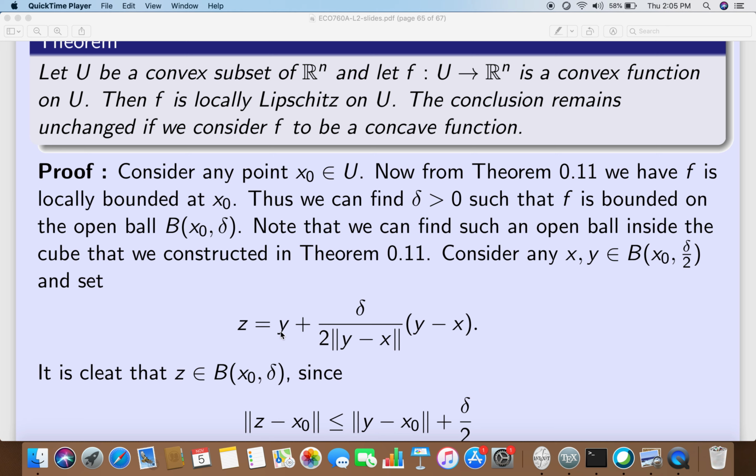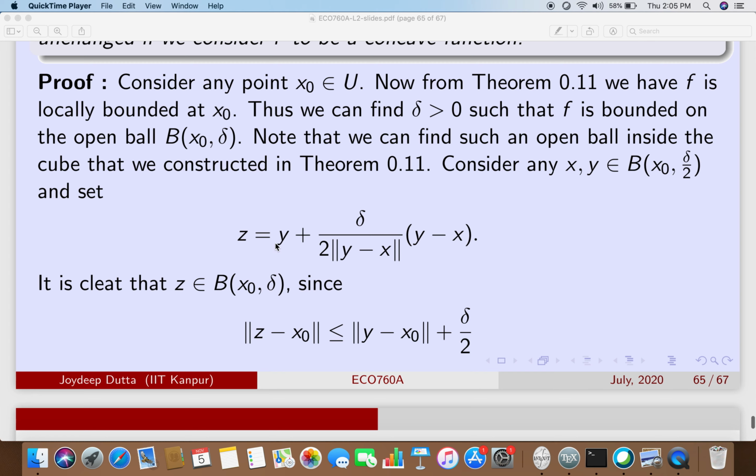So define a z in this fashion, where delta comes from this delta, and y and x are given within this. If you take the norm of z minus x0, you subtract x0 from both sides, you will have y minus x0 here. So the norm of z minus x0 is norm of y minus x0 plus delta by 2 times norm y minus x over norm y minus x. This is a real non-negative number, so it will go out of the norm. So the norm of y minus x terms will cancel and you will have delta by 2. But y belongs to a ball centered at x0 of radius delta by 2, so the norm of y minus x0 is less than delta by 2, showing that z is in this open ball, because this will be strictly less than delta. So z actually belongs to the bigger ball.